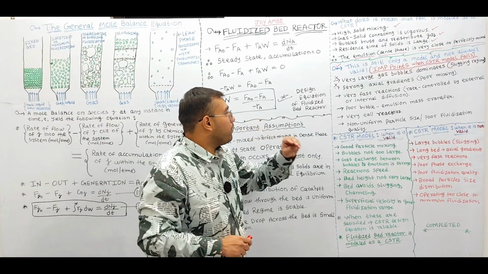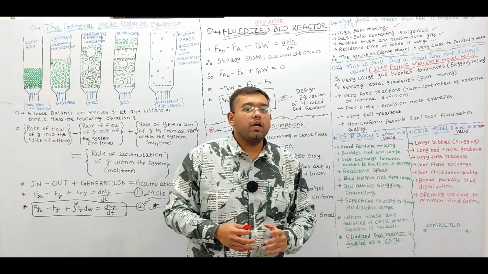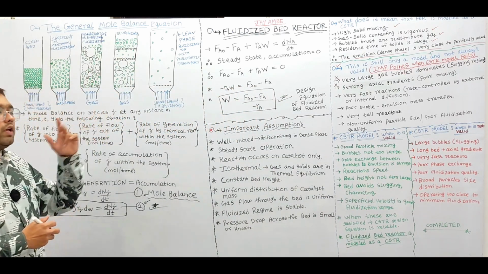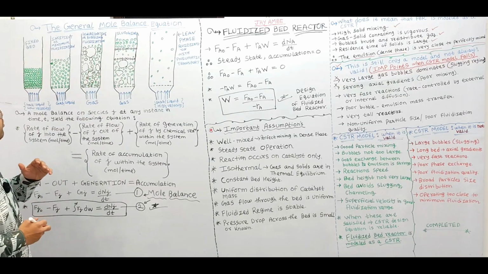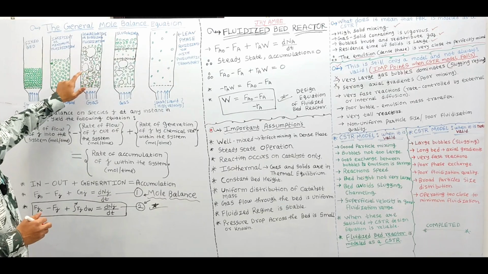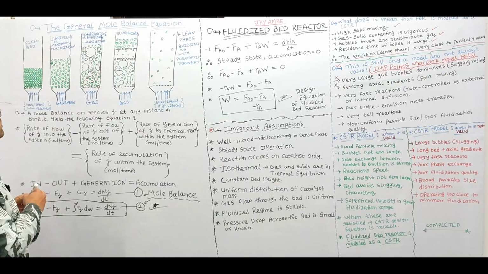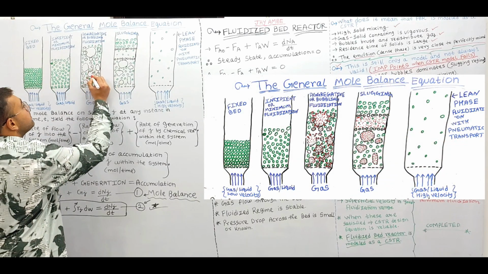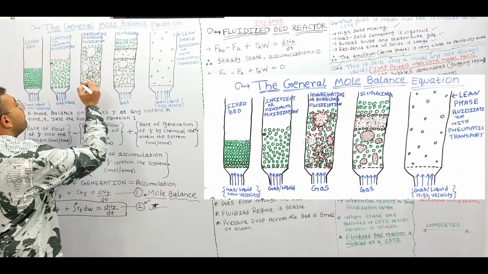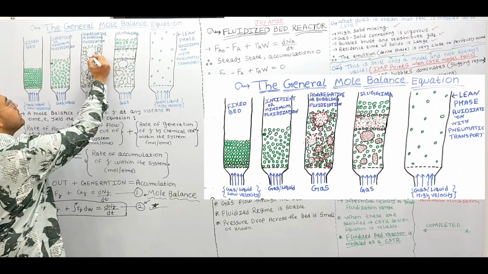The third point is very fast reactions, the rate controlled by external or internal diffusion. So let's understand that point. Let's see what will happen. Now these bubbles are the bubbles in which the gaseous phase is present. Now this gaseous phase will interact with the solid catalyst, right? Now let's see what will happen from this gaseous phase.